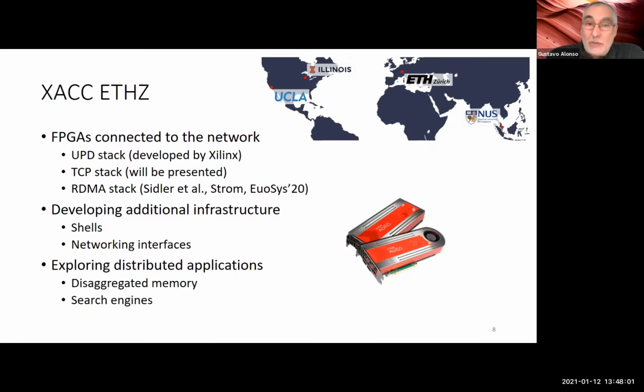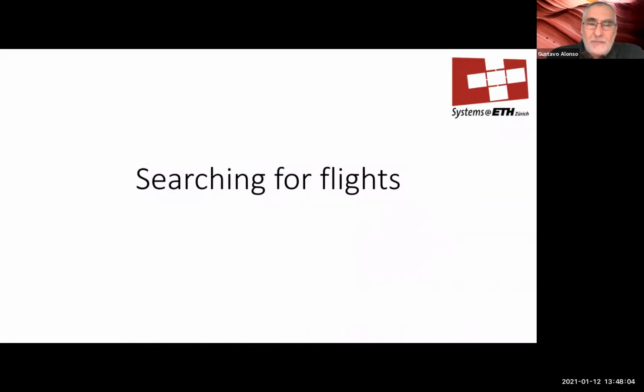Okay, so now, when we started thinking about FPGAs in the cloud and things like this, we started working with a company called Amadeus. Amadeus is an airline reservation provider, an airline IT provider. And among the many other things that they do, they actually run the search engines for the different airlines, but also for the websites where you go and try to book your flights.